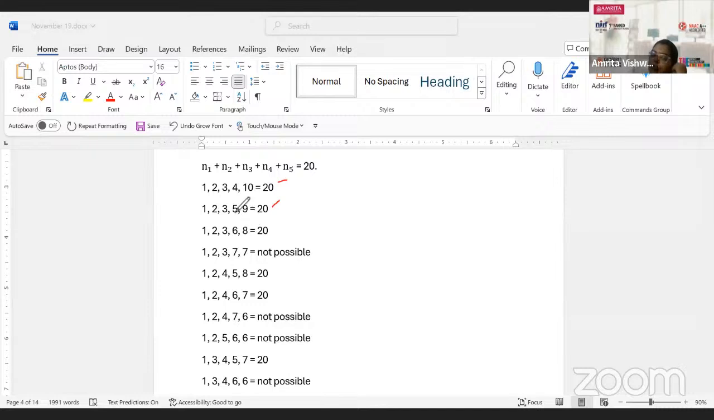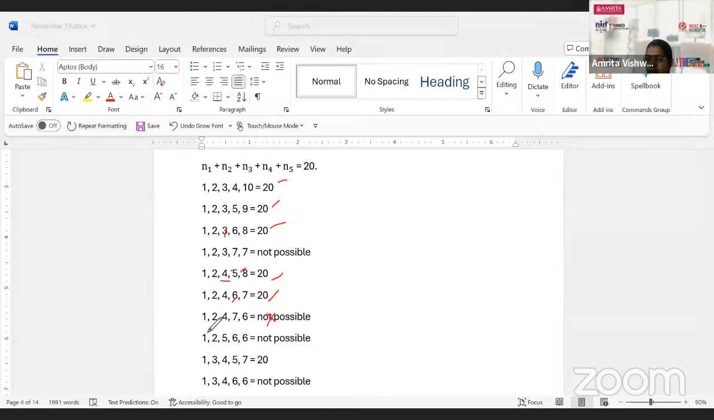Now if I increase this to 6, this becomes 8. The next combination is not possible because both the numbers are similar. So I understood that these 2 digits are done. Now I'm going to increase this 3 to 4. So 1, 2, 4, 5, 8 is going to be 20. If I take this as 6, here I'll be able to reduce this to 7. So these 2 combinations are also possible. Now after 1, 2, 4, if I increase to 7, here it has to be 8, so it will not be equal to 20. So this combination is not possible.